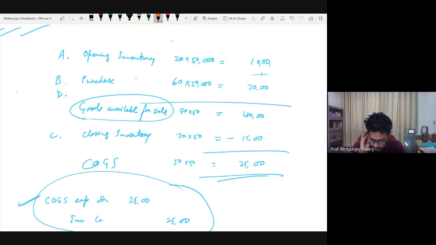Let me use a different color to adjust this additional information. Let us say one more piece of information says that 10 units got destroyed by fire. Then in fact you would not have sold 50 units in this year. You would have sold something less. Let's see how much. I will subtract goods lost due to fire, 10 units at 50,000.